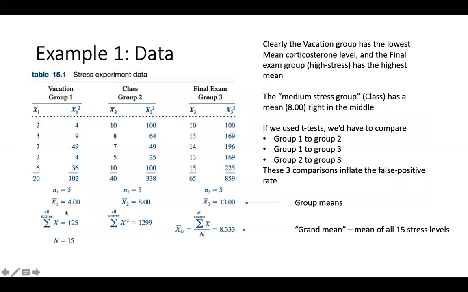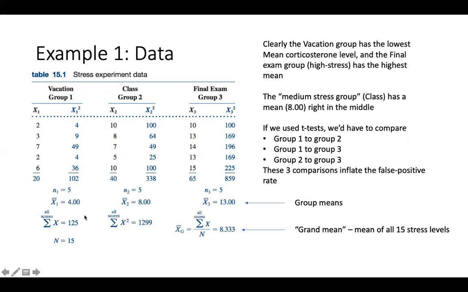What's important is, as we did with t-tests, we can average together people's scores in each group. We see that the vacation group has a mean of 4 for the corticosterone level. The group that has been in class for a week has a mean of 8. And the final exam group, measured right before finals, has the highest mean. So clearly, in terms of the average corticosterone levels, there's a difference: this group is lowest, then medium, then high. The question is, how do we do a statistical test of this difference? Again, if we used t-tests, we'd have to do 3 t-tests.